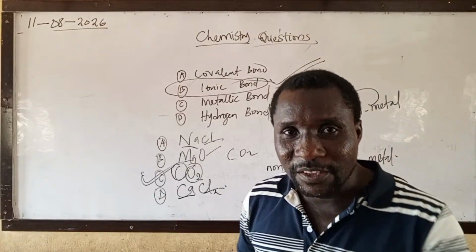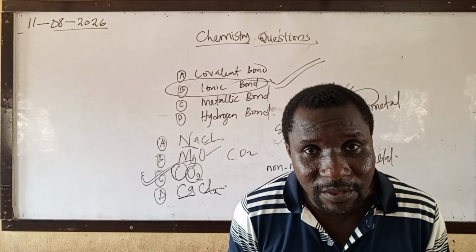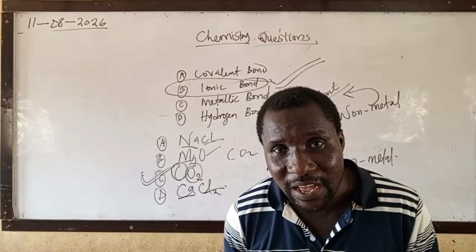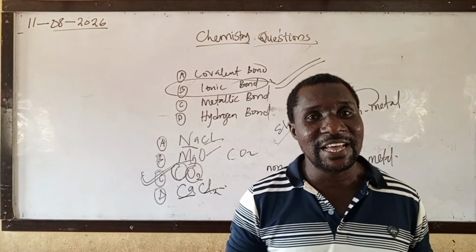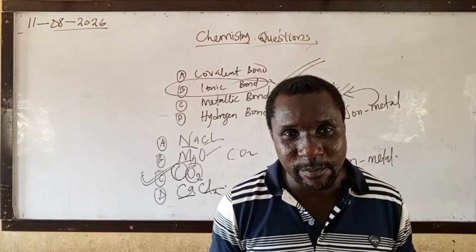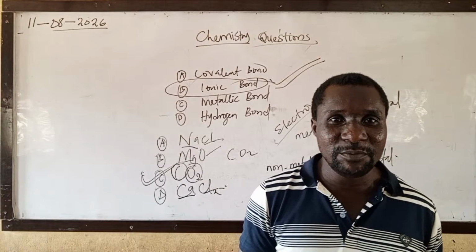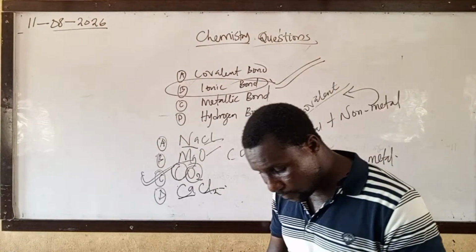Take note. Do you know that we have types of covalent bond? Polar and non-polar. That is where we now look at electronegativity difference. That question, you can't escape it in JAM. But we are coming to that, don't worry.